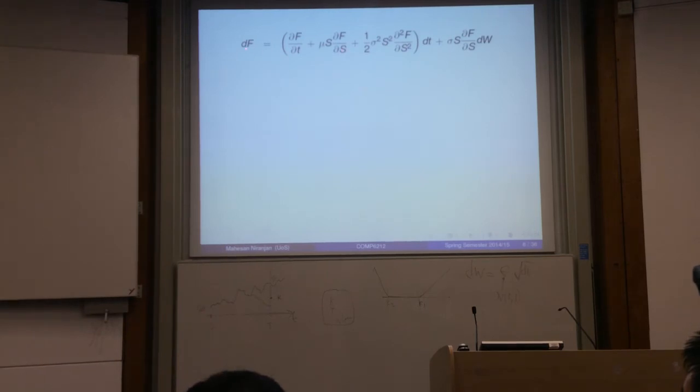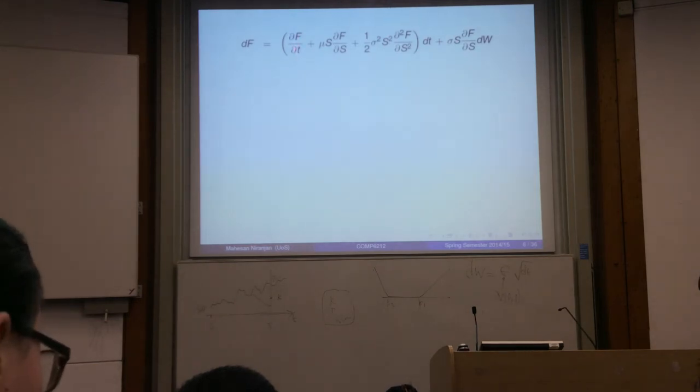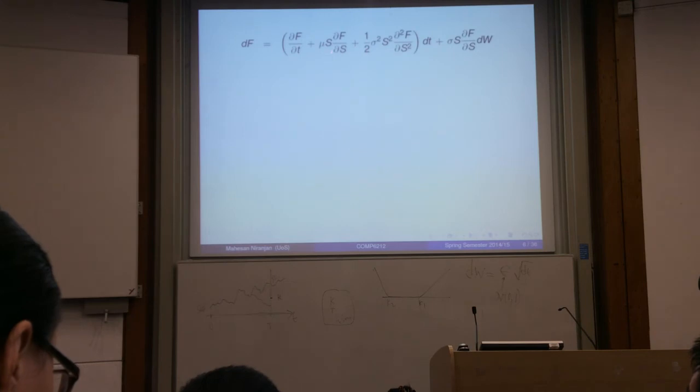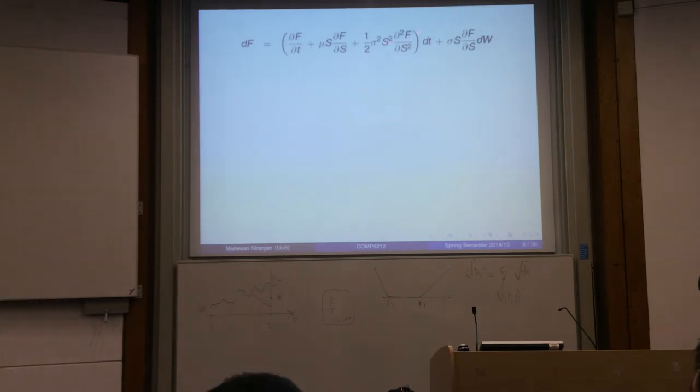Okay? What has it got? The change in that function over a small step is related to the change in time and that stochastic term by this relationship. And the little things that come here are not too horrendous, even though this equation is that long. The little things here are the derivative of that function with respect to time. Yeah? The derivative of that function with respect to the underlying variable s.